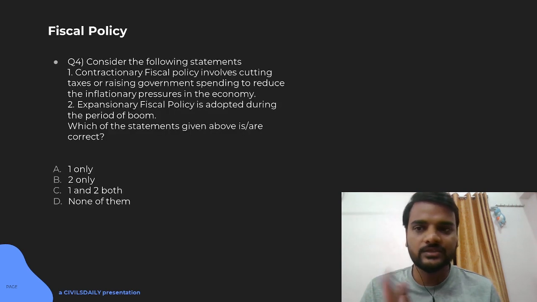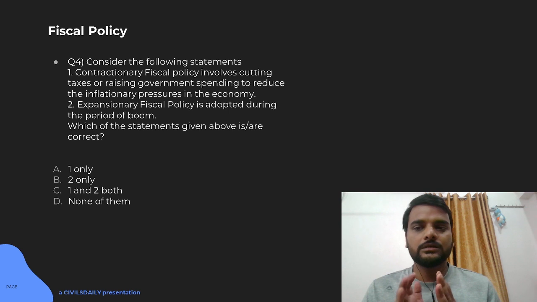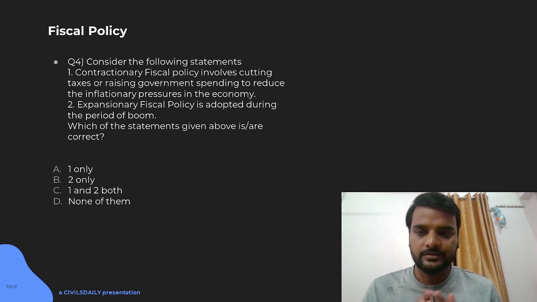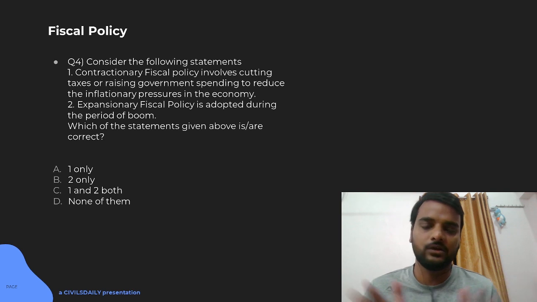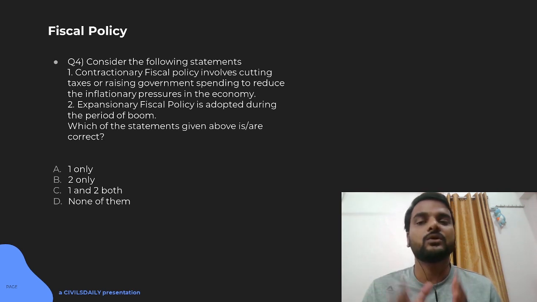So moving on to the next question on fiscal policy. Consider the following statements. Contractionary fiscal policy involves cutting taxes or raising government spending to reduce the inflationary pressure in the economy. Contractionary is something which contracts the activity in the economy. So when you talk about contractionary, you will basically be raising the tax.